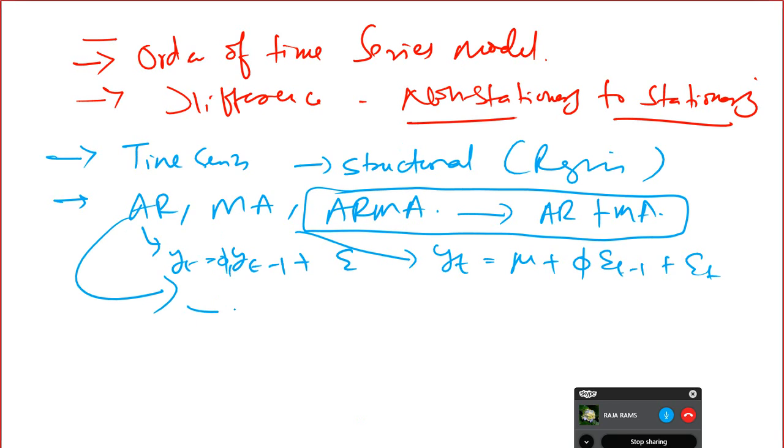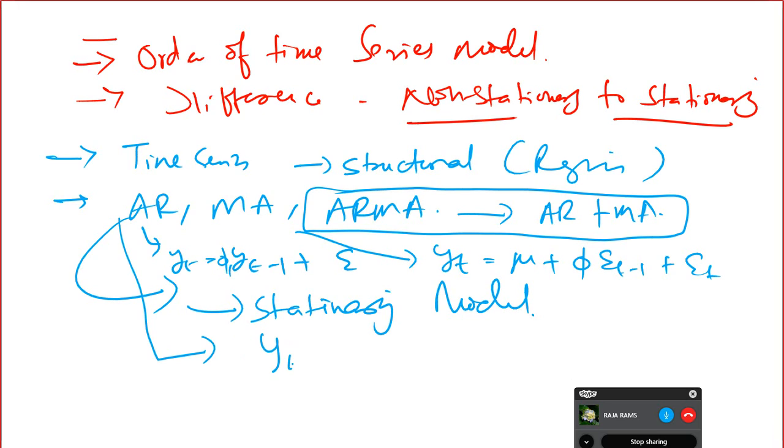And these are stationary models. That means for these models to work well, or to be able to forecast properly, the Yt has to be stationary. Just to remind you what stationarity is.